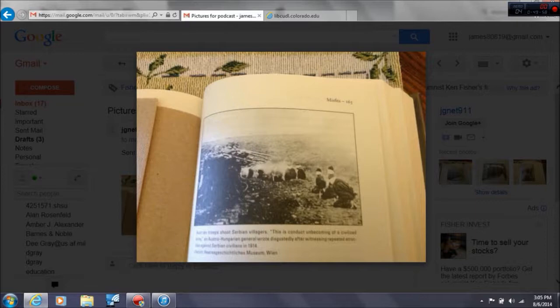Meanwhile, behind the lines of fighting, scared of guerrilla-style warfare by the Serbians, the soldiers slaughtered civilians. As one Austrian general stated to troops about the atrocities, this is conduct unbecoming of a civilized army.